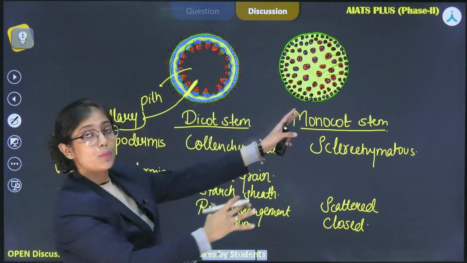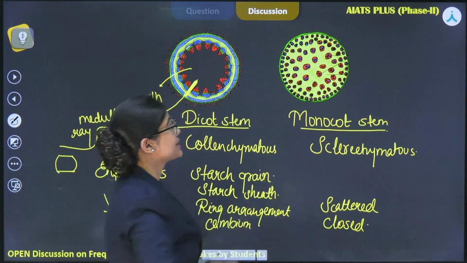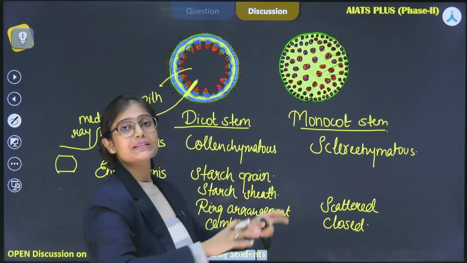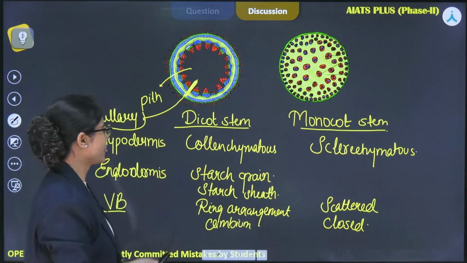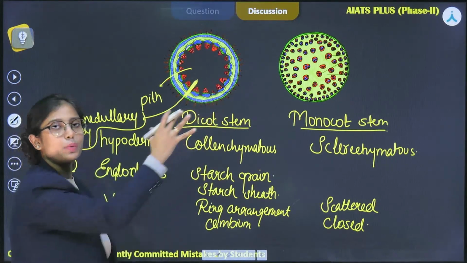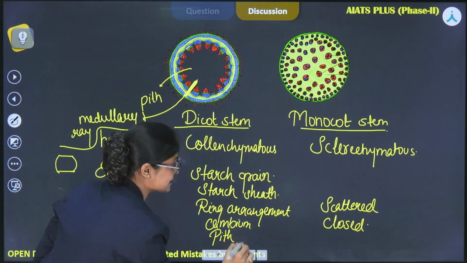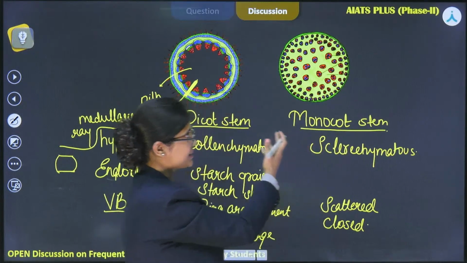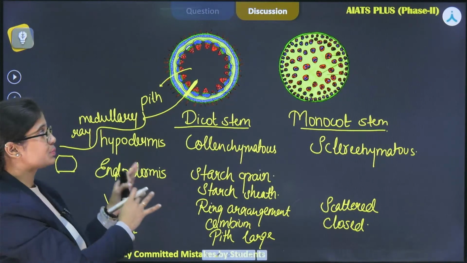Here, if you see the vascular bundle arrangement, the vascular bundles which are larger in size are present at the center, and the vascular bundles which are smaller in size are present towards the periphery. So this is how it actually looks. Right, and pith, as I've told you initially, is very large. Pith is present and it is large. Here pith is absent, you can see that there is no pith. So these are the differentiating features between them.